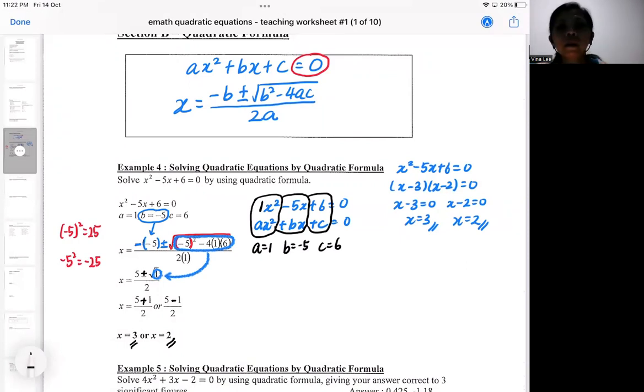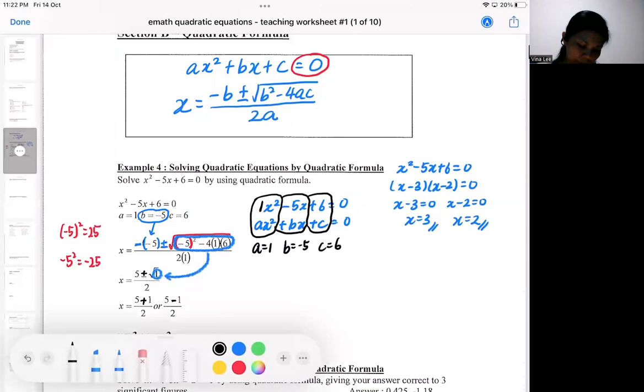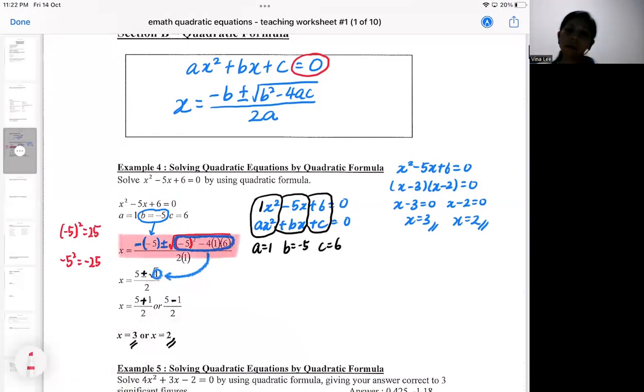For O-level standard, if you use this formula, it will be worth 3 marks. To get the 3 marks, you must show how you insert your a, b, c. You must show how your a, b, c is inserted into the formula properly, and then you work your way through.